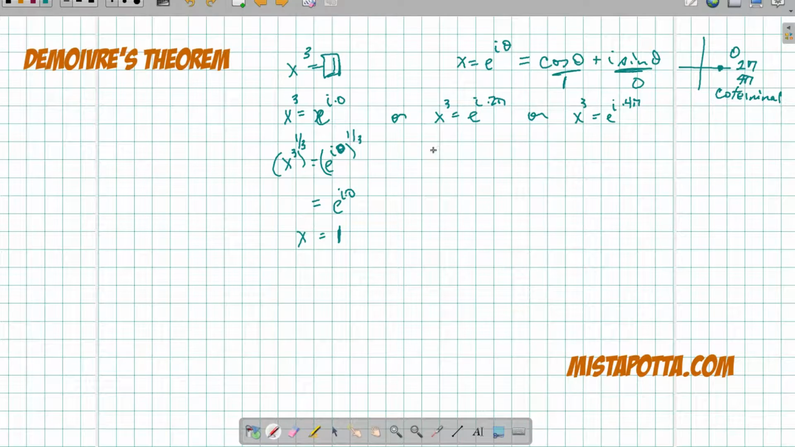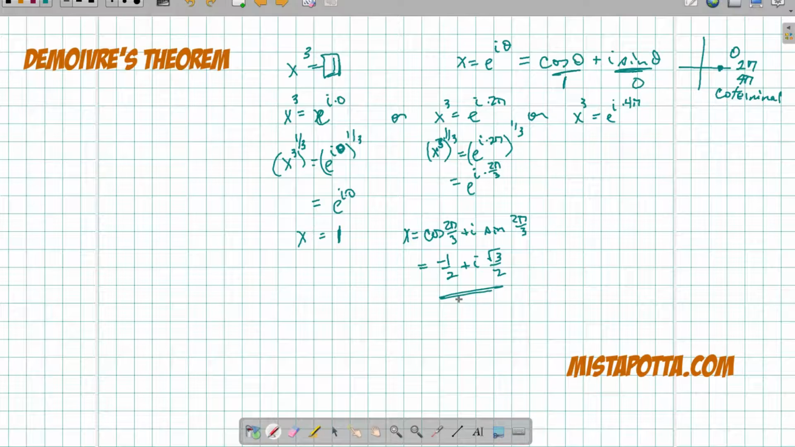Over here, this is a little bit more complex, though. If I have e to the i times 2 pi raised to the 1/3 power, this is going to be e to the i times 2 pi over 3. So this is going to mean that x is equal to the cosine of 2 pi over 3 plus i times the sine of 2 pi over 3, which we've already seen before as 1/2 plus i times root 3 over 2.